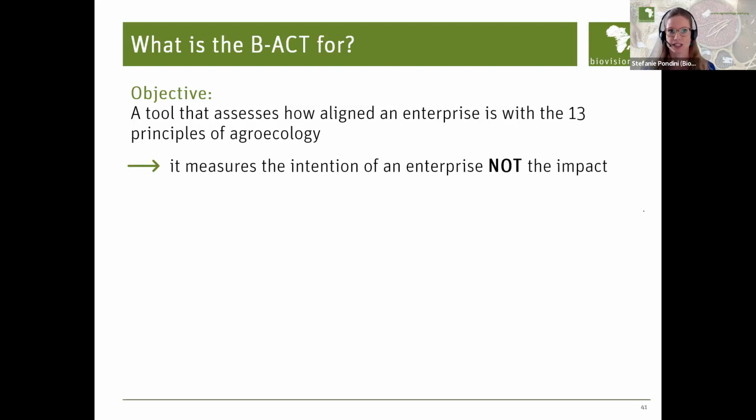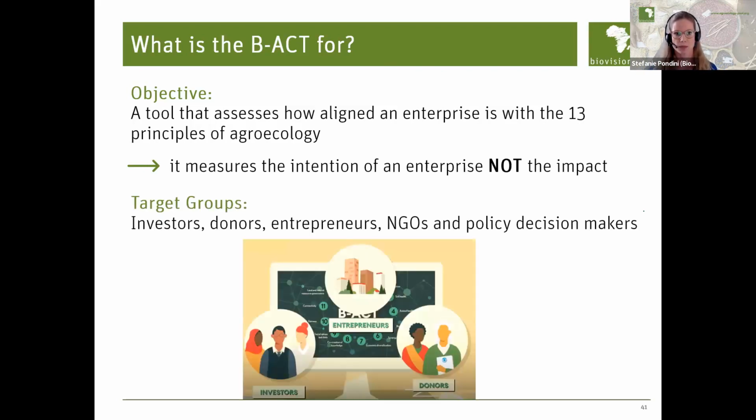So what is written in the business plans, in the mission statement, vision statement, in the activities they are planning to do. But we are not going to check on the ground after a couple of years what then really happened. And why did we come up with this tool? Why did we feel it's important to develop, after the ACT, now the BACT?